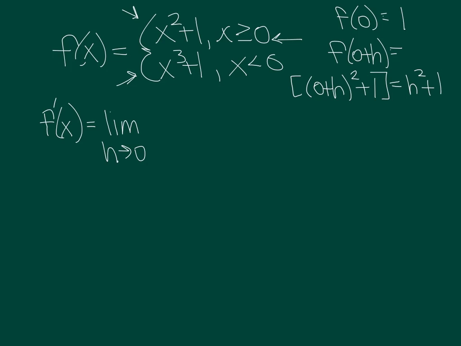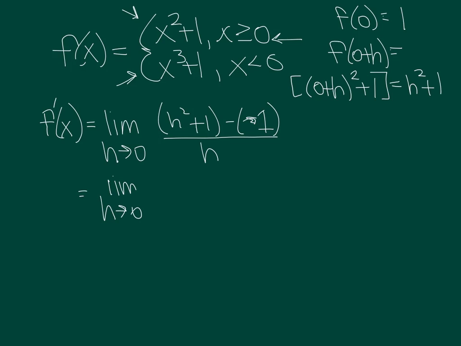Great. So the definition says we do f of 0 plus h, which is h squared plus 1, subtracting from it the value at 0, which is 1. And then it's all over (0 plus h) minus 0, which just leaves us with h. Okay, so let's do the mathematics. Make sure that you keep writing the limit as h approaches 0. This is the derivative each time until you've substituted 0 into the function.